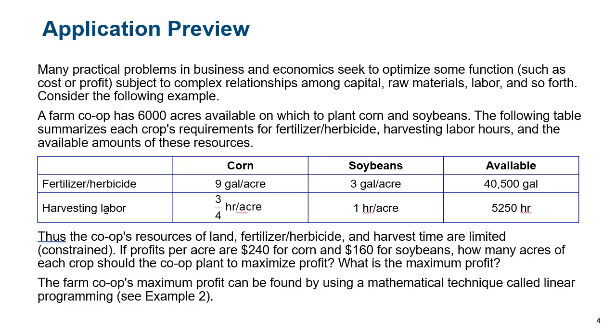They also have labor to harvest the crops. It takes 3/4 of an hour to harvest an acre of corn. It takes an hour to harvest an acre of soybeans, and they only have 5,250 total hours to do the job. So based on those constraints, they want to try and maximize their yields, right? Maximize their profits if they know that they make $240 per acre for corn and $160 per acre for soybeans. So let's see how we'd work through this.